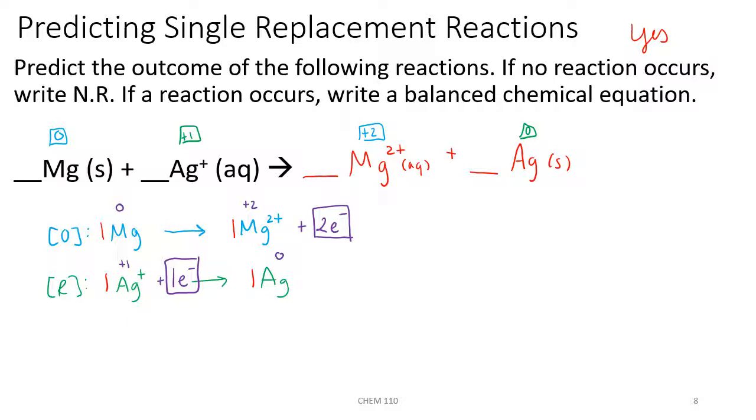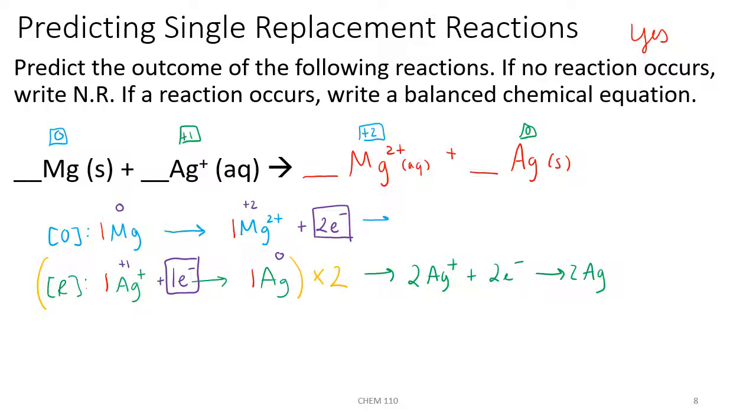So sometimes we need to multiply one of our half reactions or both of our half reactions through by a number. In this case, if we multiply our bottom half reaction through by 2 and multiply everything in there by 2, that will make our electrons the same. That will give us 2 Ag plus 2 electrons, forming 2 silver. Now we can add together our two half reactions.